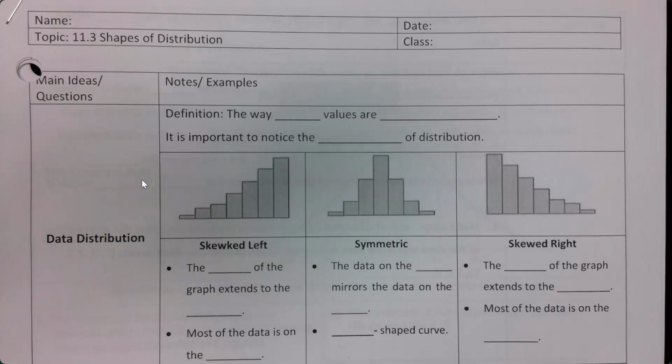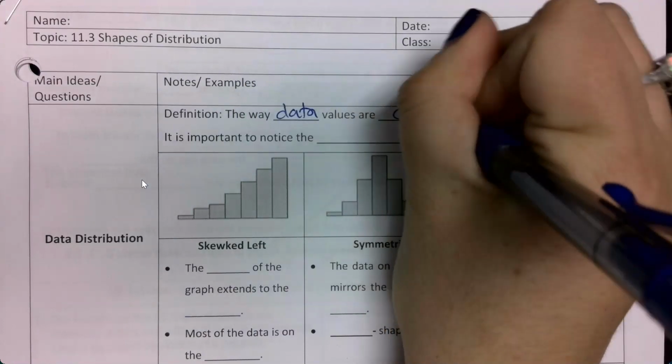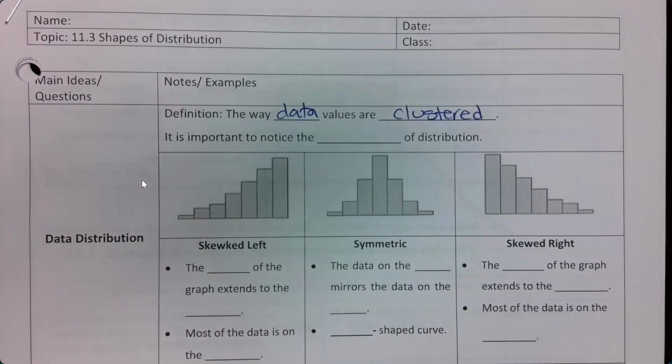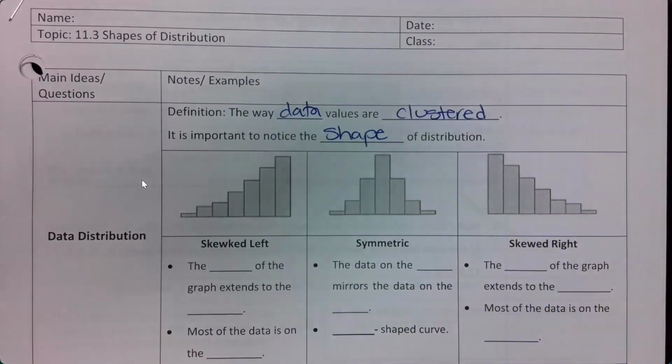Okay, so today we're talking about shapes of distributions. We kind of talked about this a little bit before, but when we're talking about shapes, it is the way data values are clustered. And it's important to notice the shape of the distribution. So we've looked at it before with a box and whisker plot. Today we're looking at it with bar graphs.